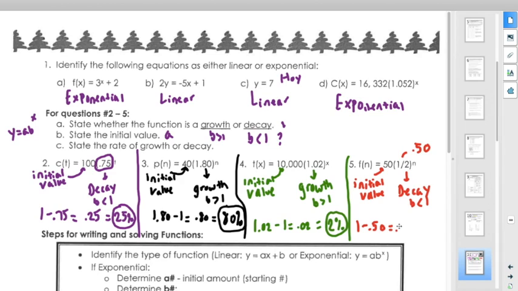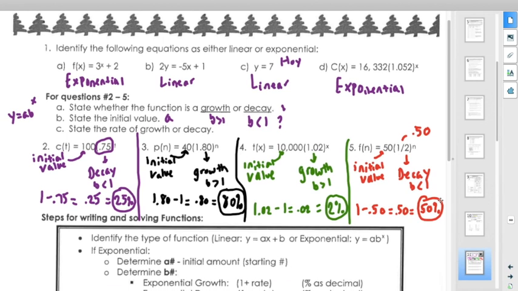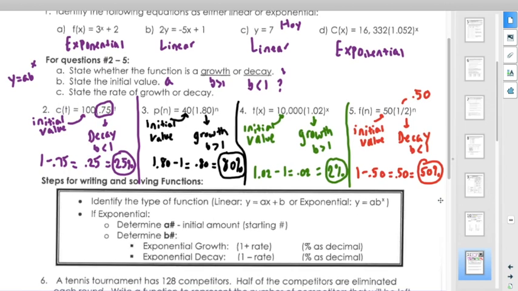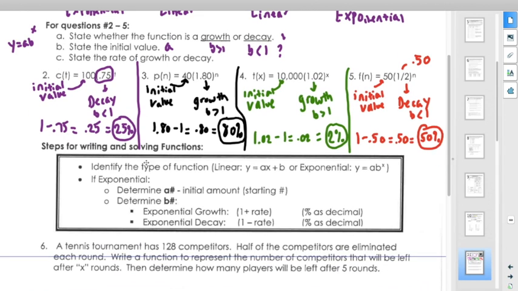So my decay rate is 0.5, which as a percent is 50%. Okay? Not too terrible. Steps for writing and solving functions.